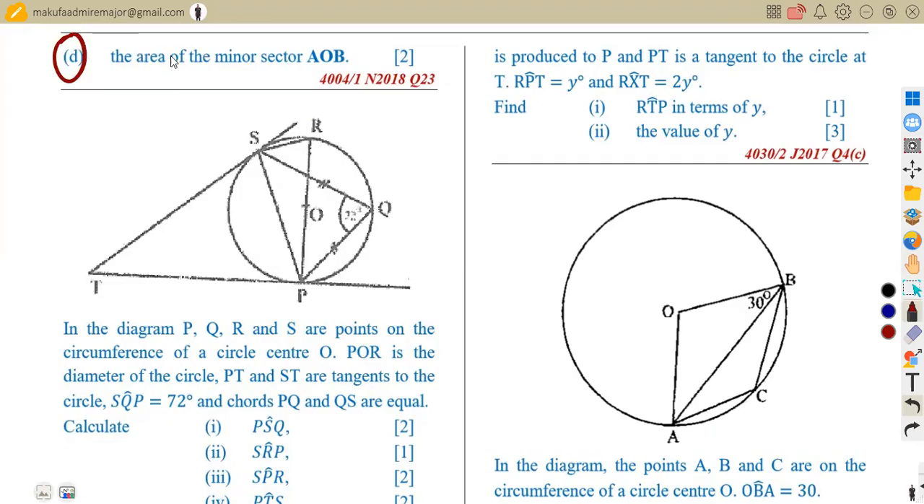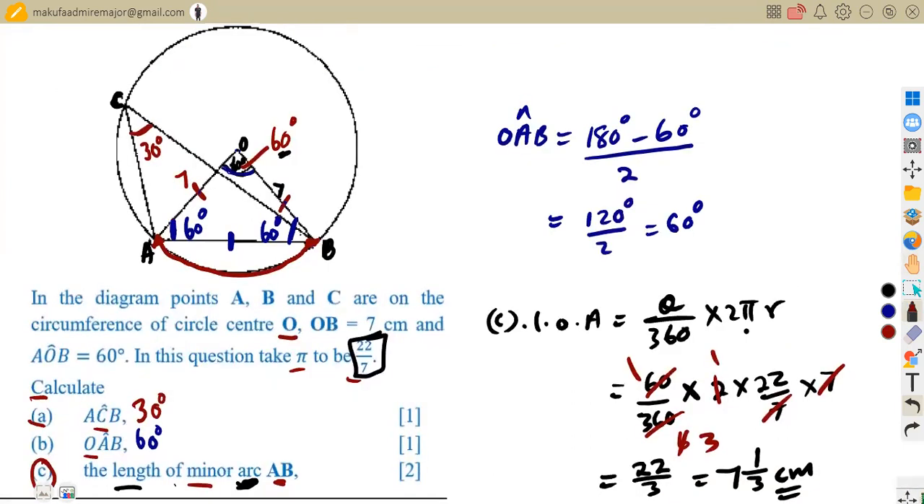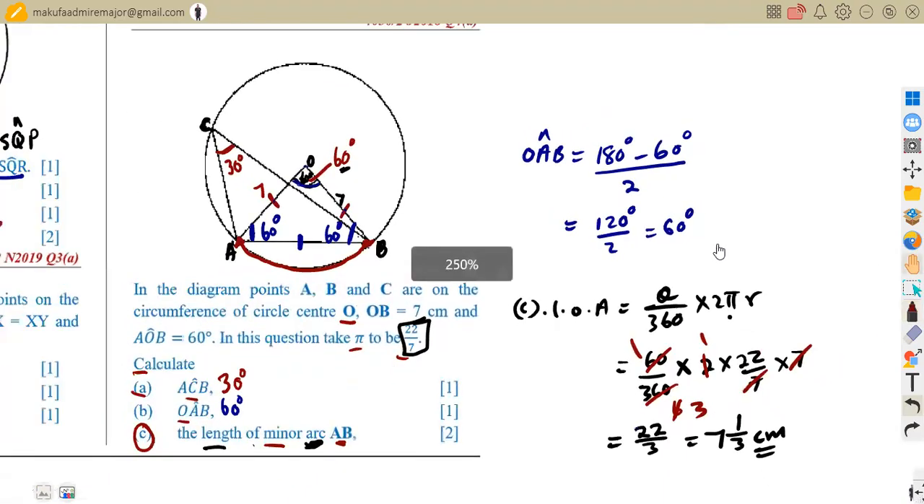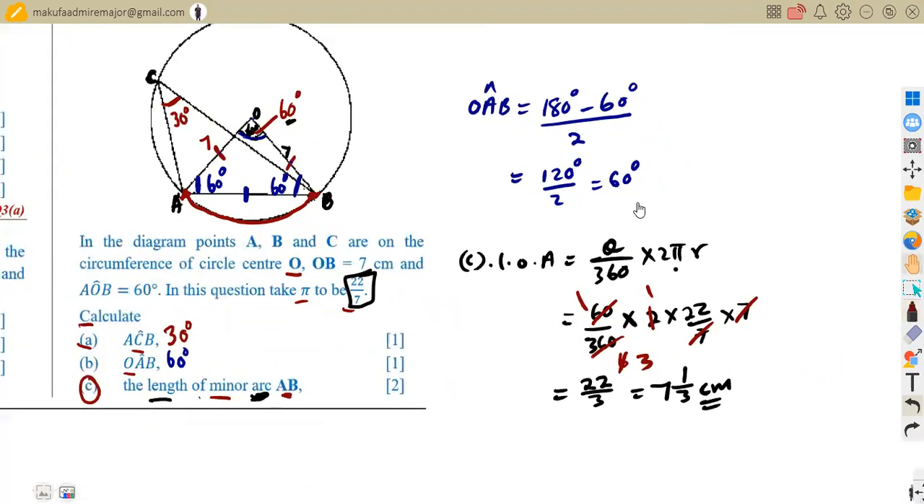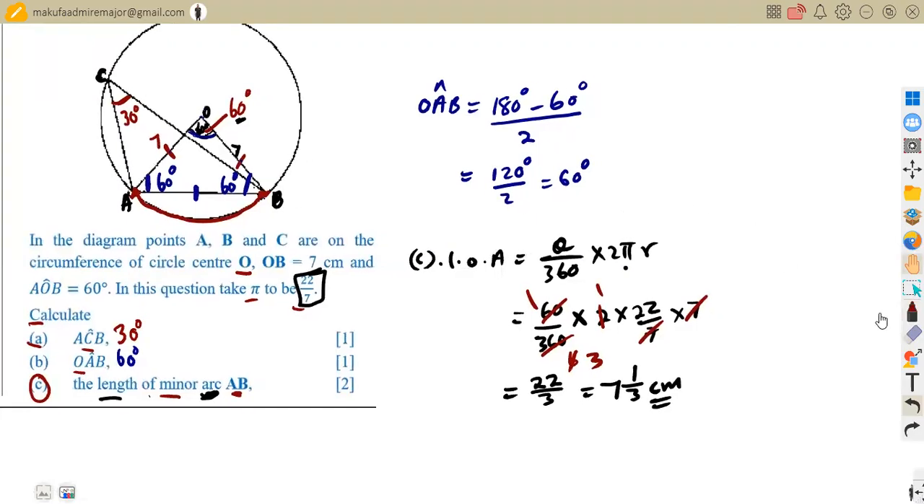Then the D part was to calculate the area of the minor sector A or B. So we are calculating the area of the sector in this case. As we know, the sector is simply a piece that is taken from the circle again. So in this case, they want us to calculate the area of the minor sector, which is AOD. So as you can see, truly, we are forming a sector.